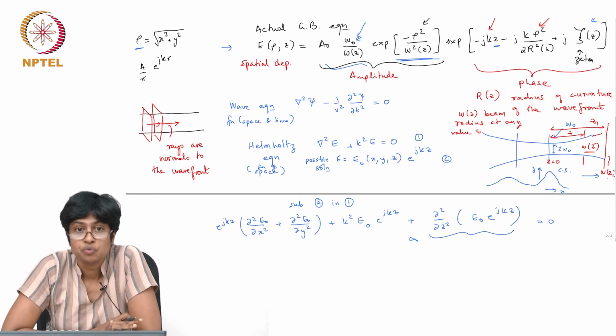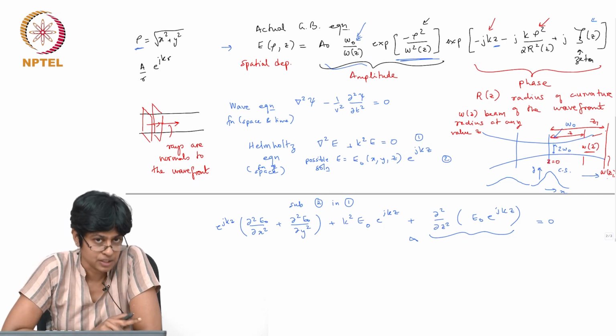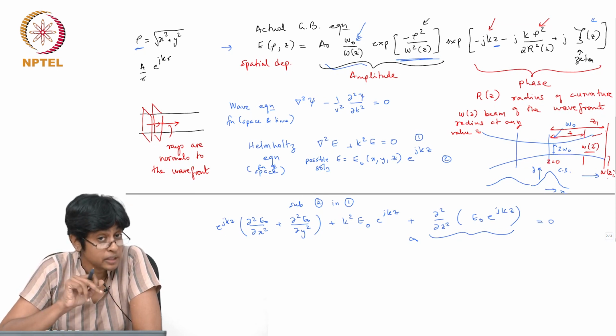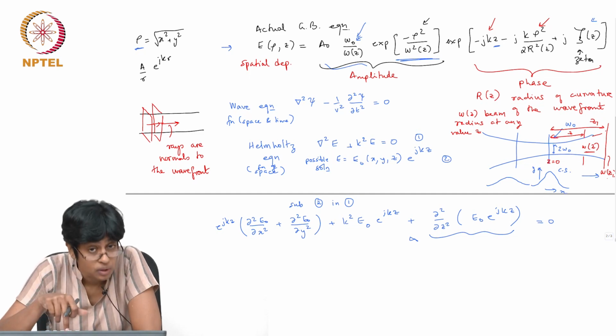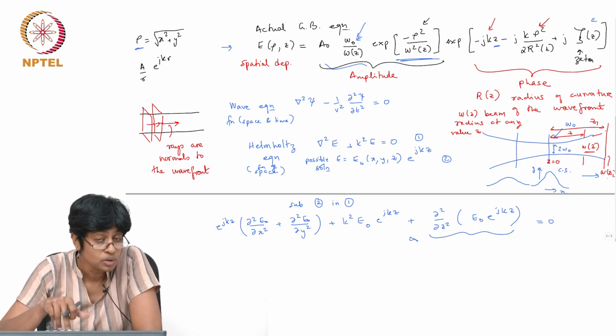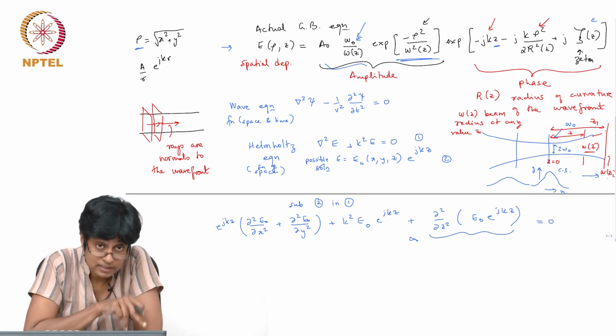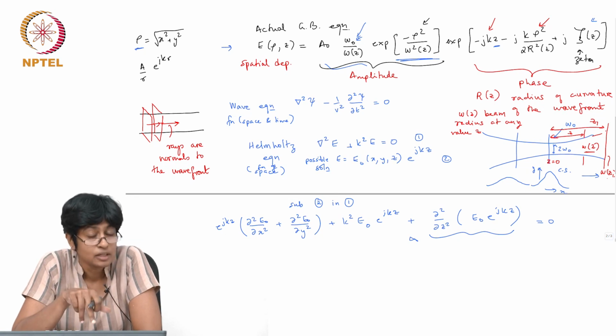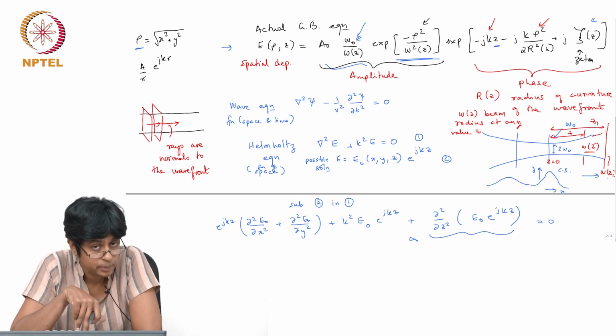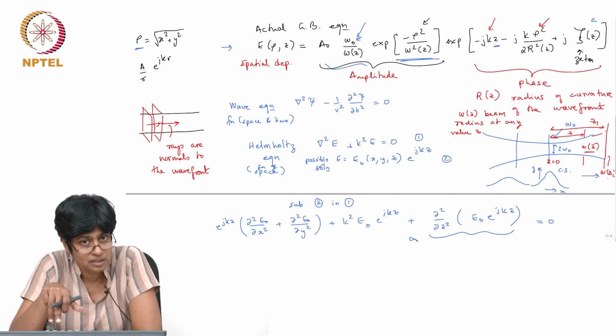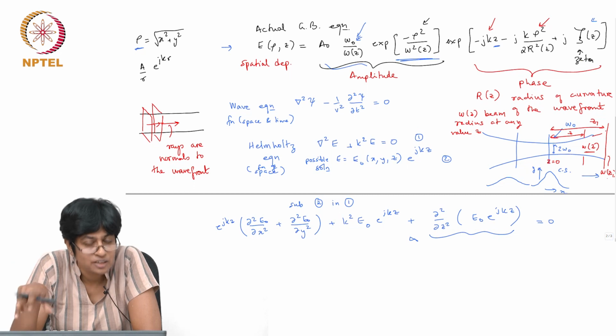I didn't say there's no variation, it's a slow variation. We did not neglect dou E naught by dou z, that is retained in the expression. We are saying that itself is slow compared to the variation with respect to x and y. But we retained dou E naught by dou z in our expression. We said it is slow and therefore the second derivative is even slower, and that we neglect.